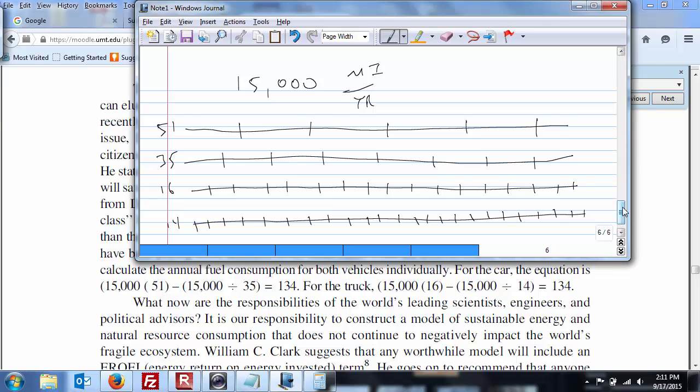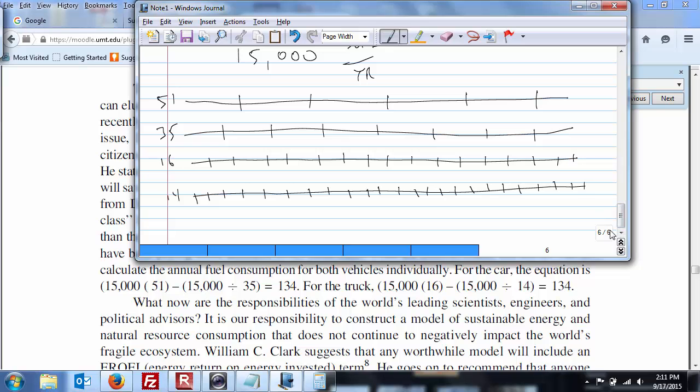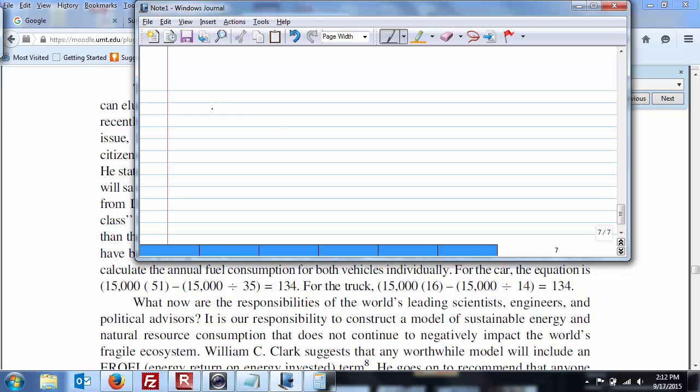Now, going back to the equation, the question is, comparing these two versus these two, which one saved more fuel? So we actually are comparing apples and oranges here. The car being the apple and the truck being the orange, or what have you. So the car, the equation I'm looking at.